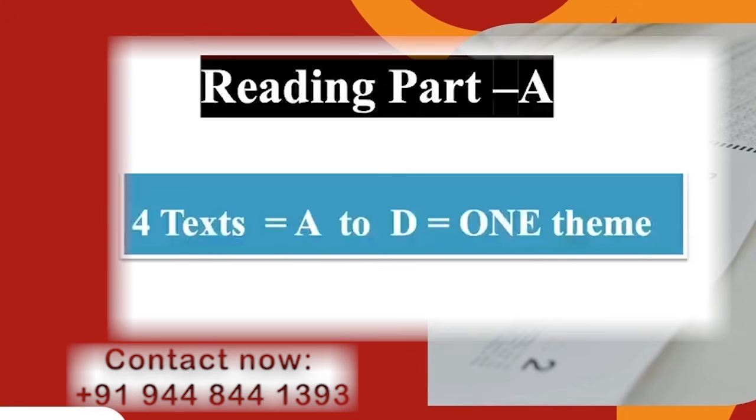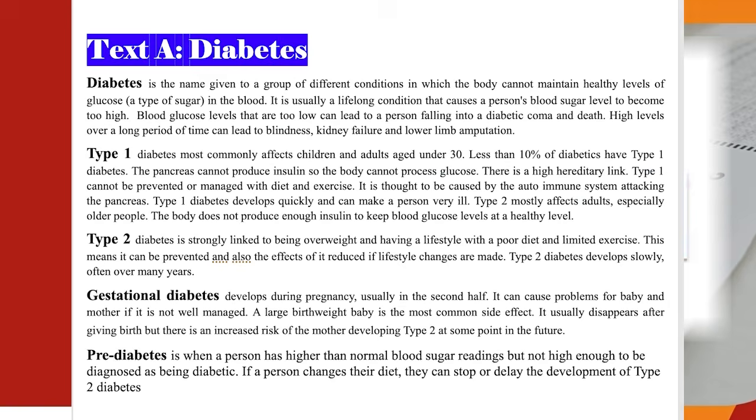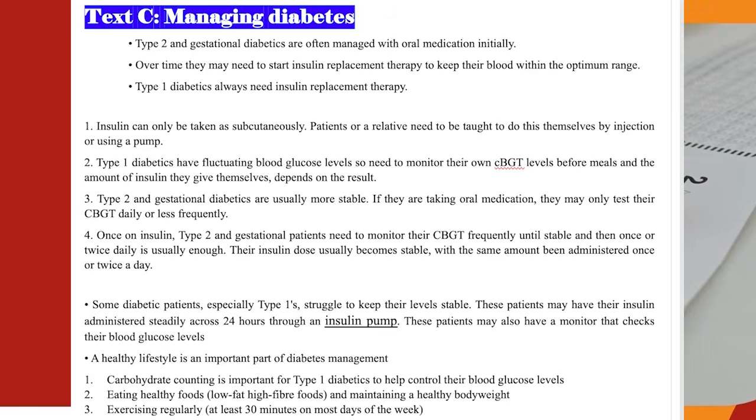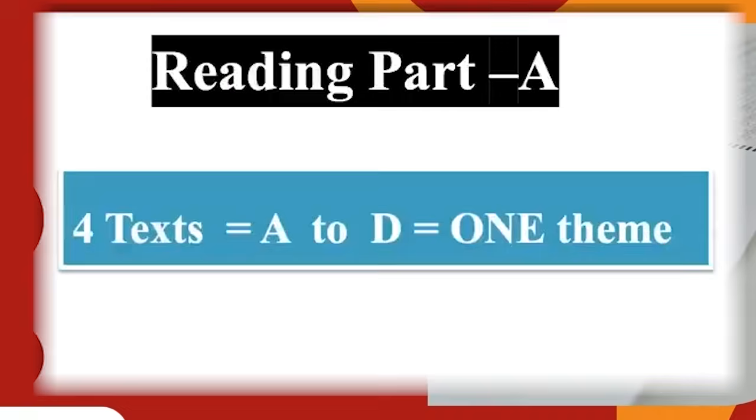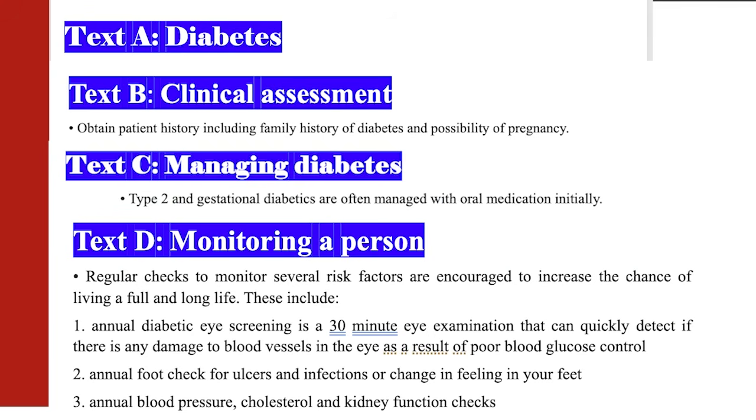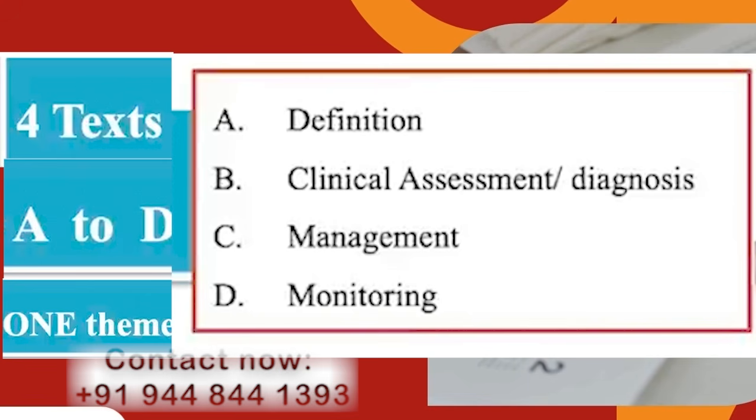You know, reading part A has 4 texts, text A, text B, text C, and text D. But all these 4 texts have one single theme. And normally there is a sequence, maybe definition, diagnosis, management, monitoring. So there will be some sort of sequence, one theme, 4 texts. It will be in a logical order.